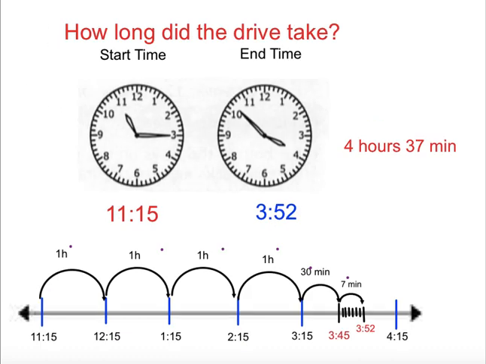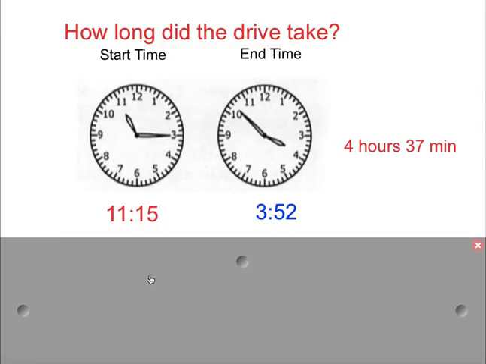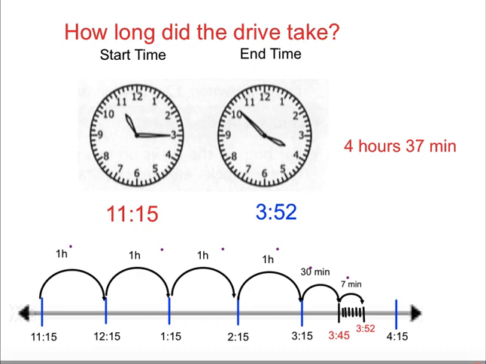Okay, let's try another one. This time, let's look at this a little bit more closely. How long did the drive take? So you left your house, let's say 11:15, and you arrived somewhere at 3:52. So when we put that on a timeline, look what I did. I started at 11:15, and I'm going to jump. Here's 3 hours. I'm not going to get to that 4:15, right? Because our minutes are different. So let's jump. 11:15, 12:15, 1:15, 2:15, 3:15.